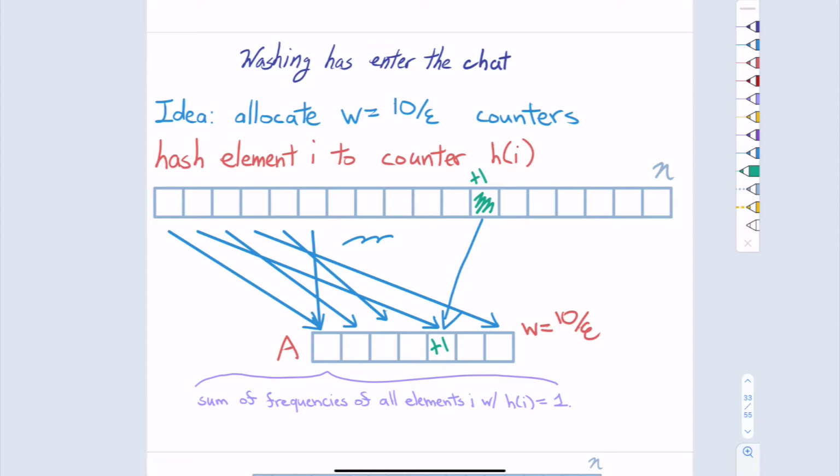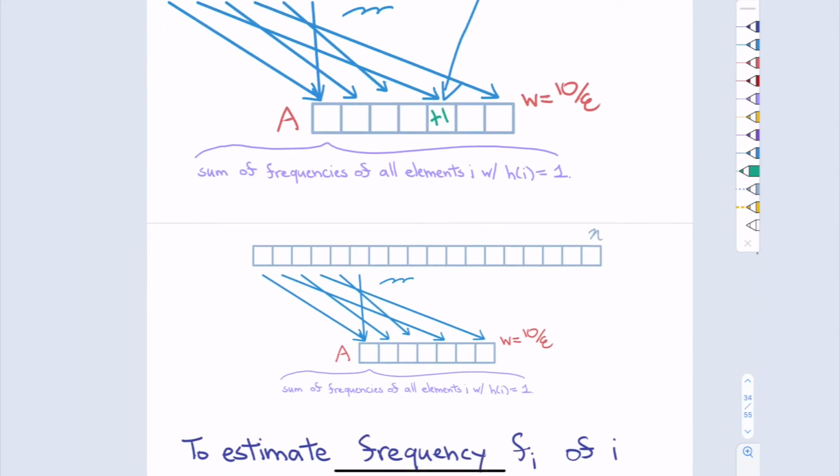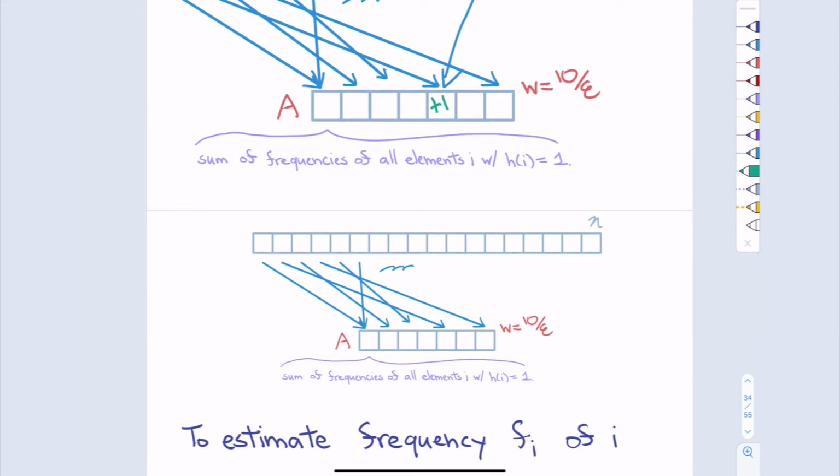All right, so now, using this simple hash set of counters, I do want to retrieve information. If you ask me, what's the frequency of element i? How would you use this data structure to retrieve the answer, or an estimate of the answer?